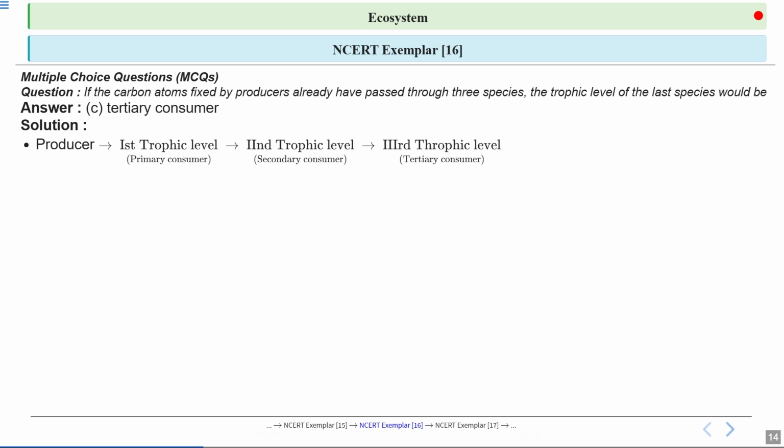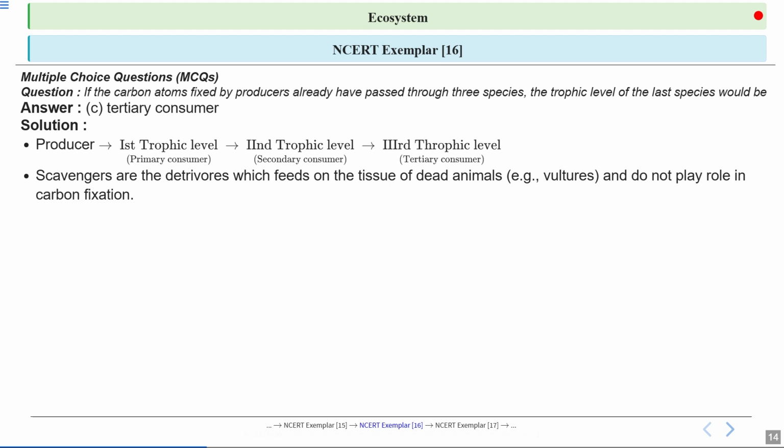Now here you can see, let's begin with the producers, which are at the first trophic level. Then you have the primary consumer, which eats the producers. So primary consumers will be herbivores. They will occupy the second trophic level. Then there are the secondary consumers, which eat the primary consumers. So they will occupy the third trophic level, and they will be carnivores. Finally, tertiary consumers, which eat the secondary consumers, will occupy the fourth trophic level. So you can see energy is flowing from the producers to the consumers. So energy flow is unidirectional.